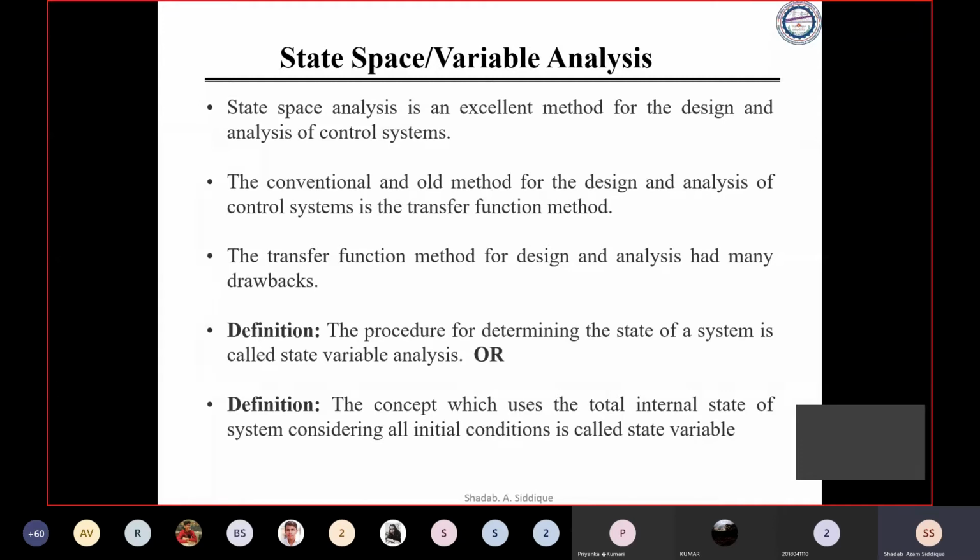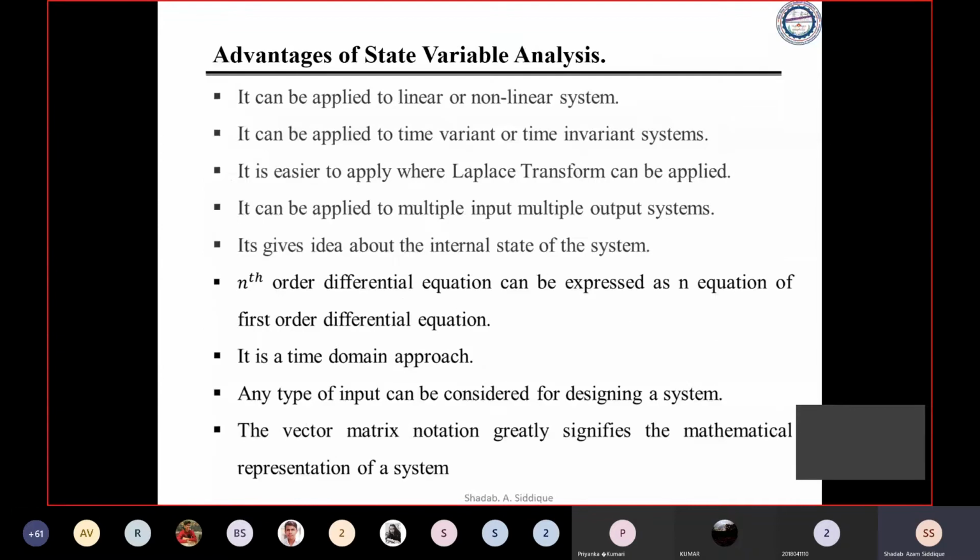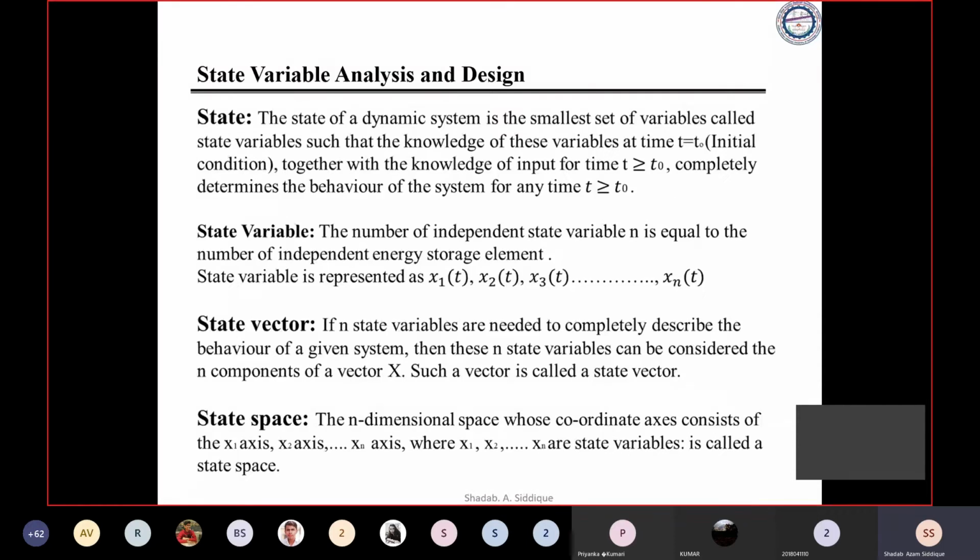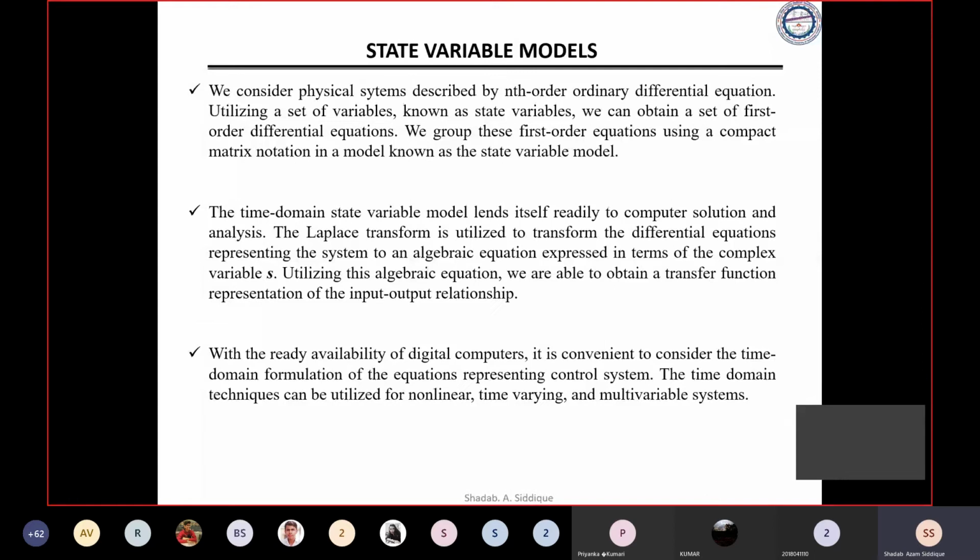Again, we went through the use of state space variable analysis. We went through the advantages of state variable analysis over the conventional reduction techniques like block diagram reduction and signal flow graph. We went through some definitions like state variable, state vector, state space, and we also went through the state variable models.